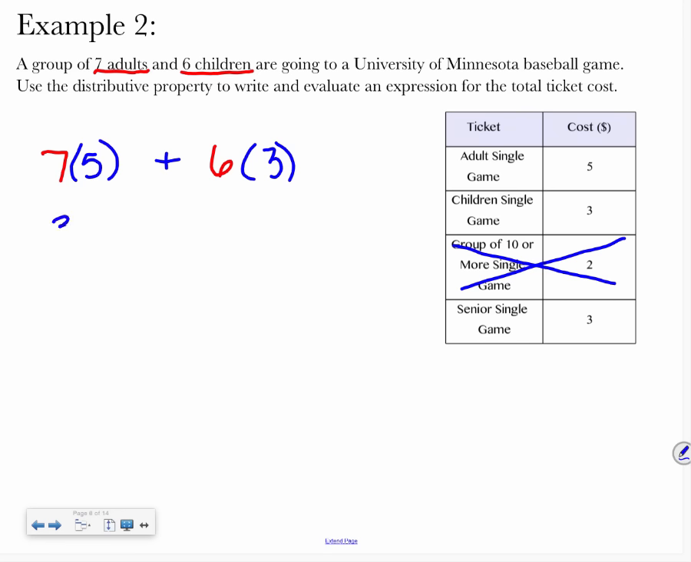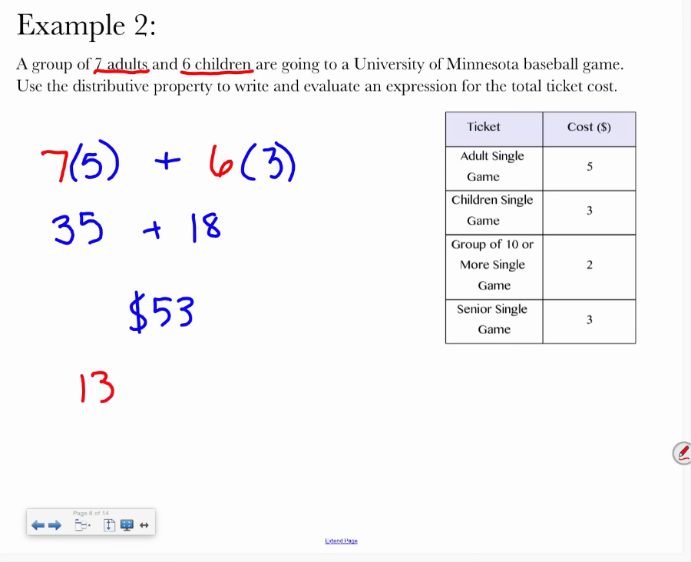7 times 5 gives us 35. 6 times 3 gives us 18. If we add the two together, we're left with $53 to go to the baseball game. However, if we were to do the group rate, let's see how much we would save. So we have 7 adults, 6 children, so that's a total of 13 people, and then the cost is $2. We would end up with the price only being $26.